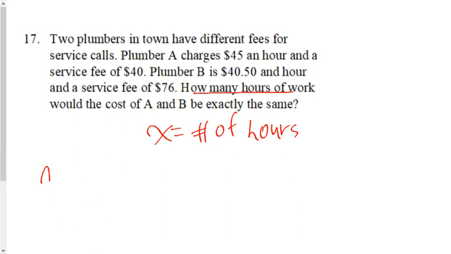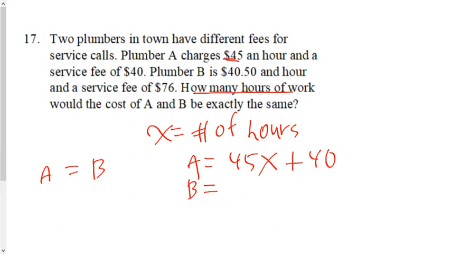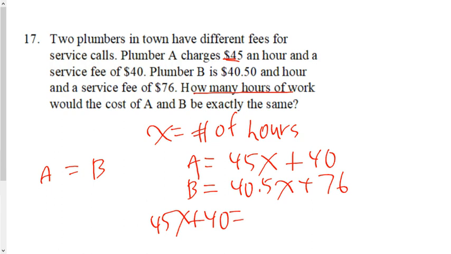Plumber A has to equal plumber B. So A's expression algebraically is $45 an hour plus $40. I got that backwards. So 45 multiplied by the number of hours worked plus a service fee of 40. Whereas B is $4.50 multiplied by the number of hours plus a more expensive service fee of $76. So since A has to equal B, then this expression must equal this expression.